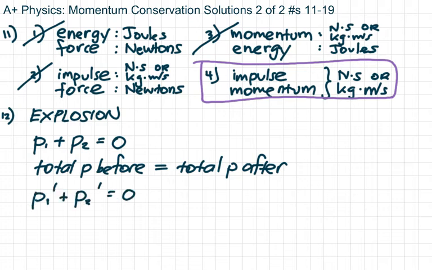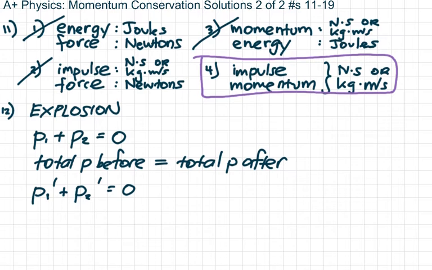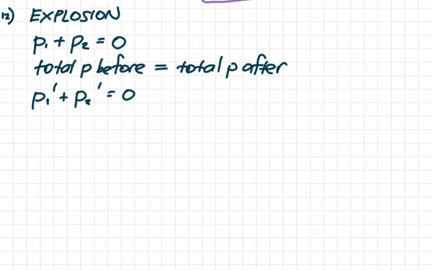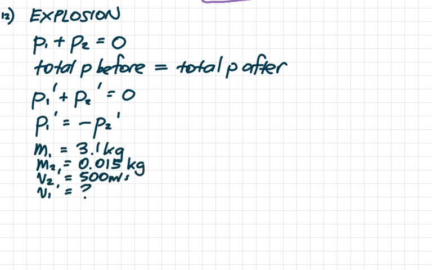Prime, of course, meaning after, and so if we subtract P2 prime to the right side, we get the momentum of one equals negative the momentum of the other. In other words, the momentum of the gun equals negative the momentum of the bullet, and vice versa. So I wrote down the stuff that we know. We know the mass of the bullet and the gun. We know the velocity of the bullet, which I'm calling V2 prime, prime meaning after, and 2 being the bullet. And then we want to know V1 prime, the recoil of the gun.